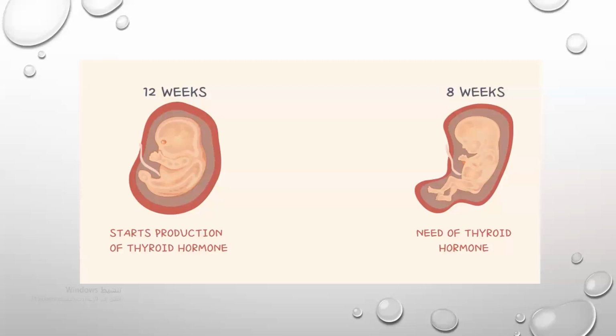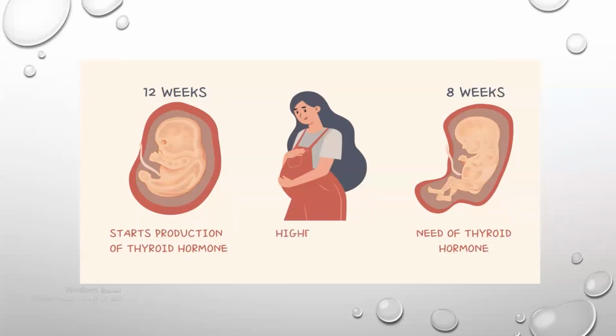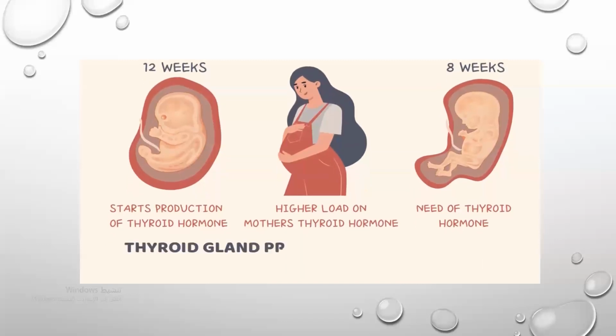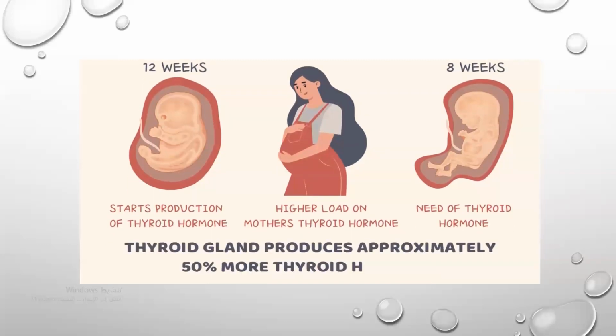Until then, the fetus uses the thyroid hormones produced by the mother, and due to this, naturally the load on the thyroid gland of the mother increases, as it has to produce more thyroid hormones. It is estimated that the thyroid gland has to produce approximately 50% more thyroid hormones during a pregnancy to support the extra requirement of the fetus.